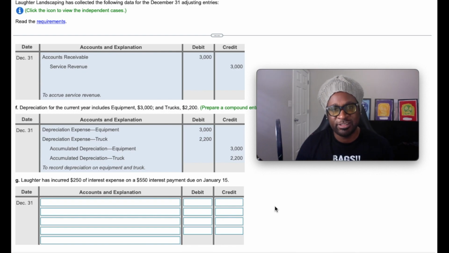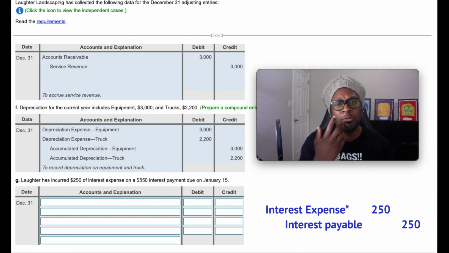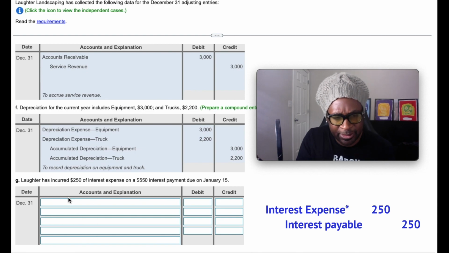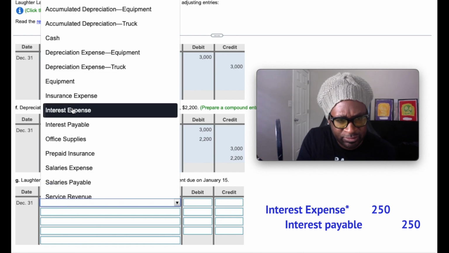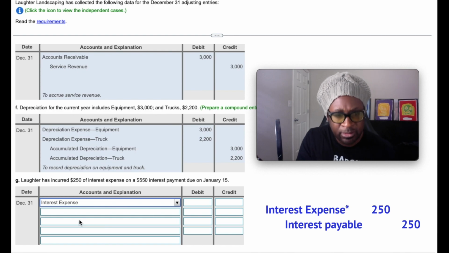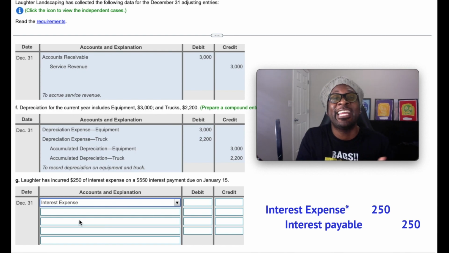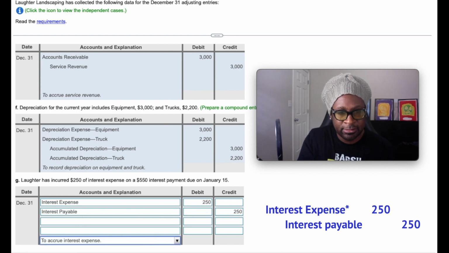So, interest expense, we're talking about accrued expenses. Some interest that has happened, but we haven't paid it yet. So, we know how to record that. We're going to debit interest expense and credit interest payable. For what amount? The amount that has incurred, i.e. happened, the $250. We're going to check the answer.